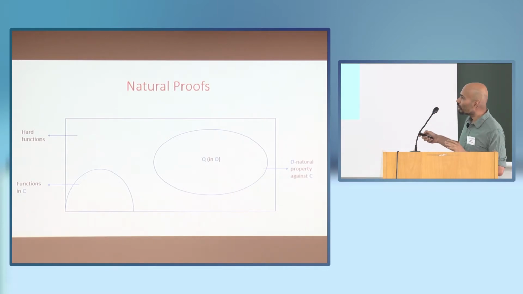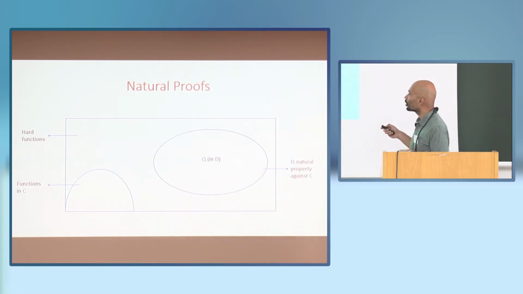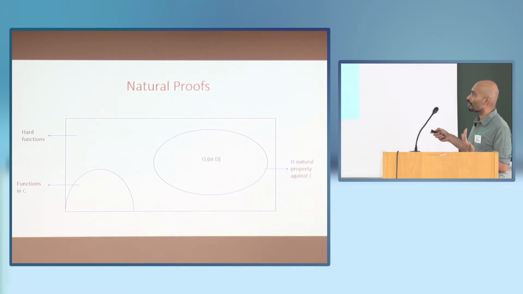So here are all the Boolean functions. Here are the hard functions. These are the easy functions, the ones in the circuit class C. And this is the D-natural property. Think of D as being P or P/poly, or poly-size circuits. That's what we're going to have for the remainder of the talk. And Q is a property that can be checked efficiently and is fairly large. It occupies a significant fraction of the space of Boolean functions.